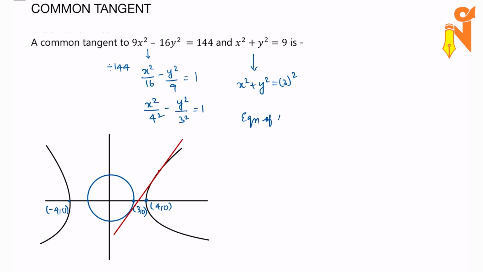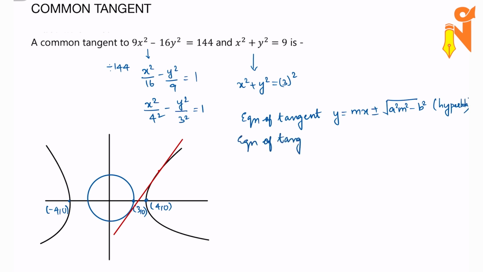So the equation of tangent for hyperbola, slope form: y is equal to mx plus or minus root over a square m square minus b square. This is for hyperbola. Same thing, the equation of tangent for the circle: y is equal to mx plus or minus a times root over 1 plus m square. So let me take these equations as 1 and 2. Both represent the same line as we are finding the equation of common tangent.